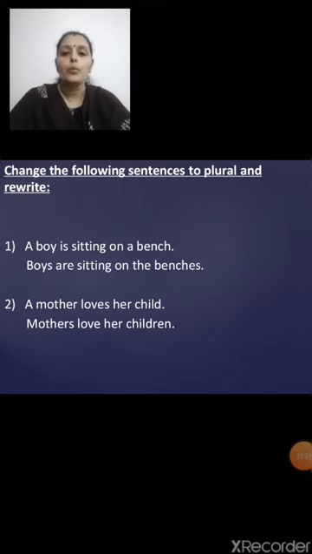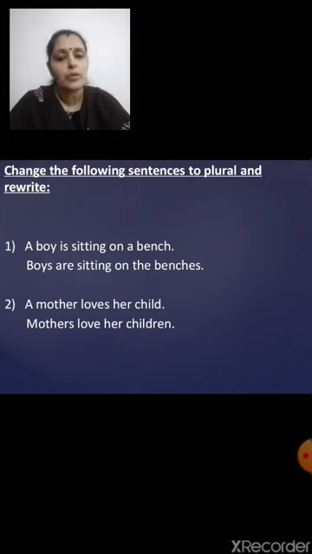Now, children, we are going to change the following sentences to plural and rewrite. Right? Now, in this sentence, we are going to see the nouns and we are going to change the nouns into plural form and rewrite the sentences. A boy is sitting on a bench. So, what are the nouns over here? Boy and bench. Right? The two nouns are boy and bench.